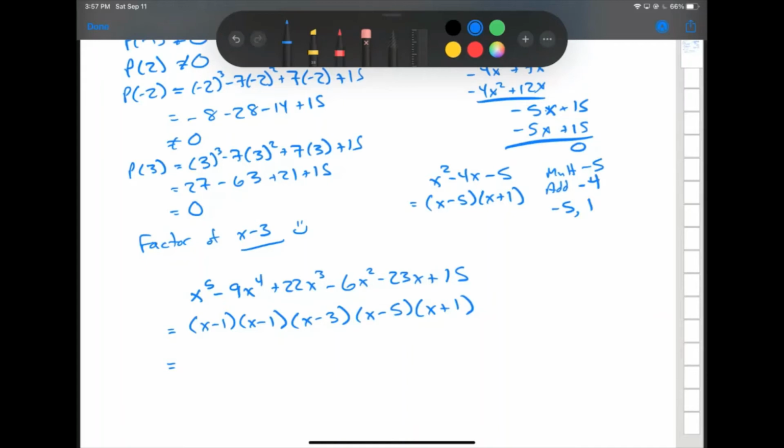I can try to write this just a little bit nicer by putting them in order from smallest to largest, not that it's required. So x minus 5, x minus 3, x minus 1 appears twice, and x plus 1. Okay, so that should be my final answer to the whole thing.